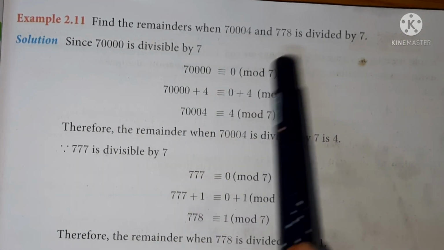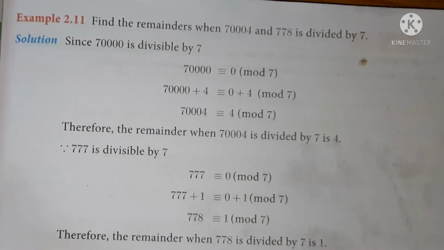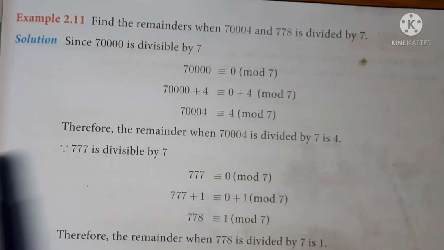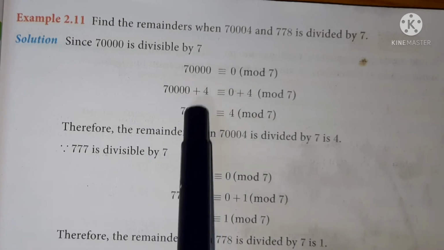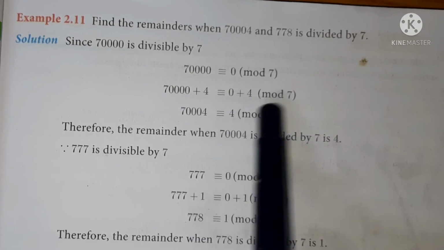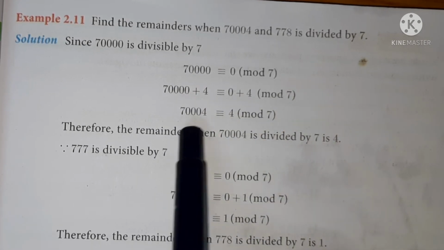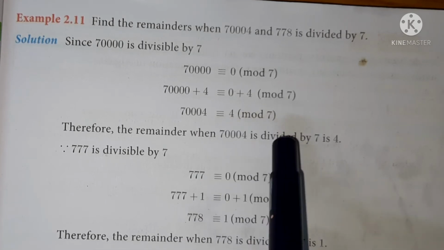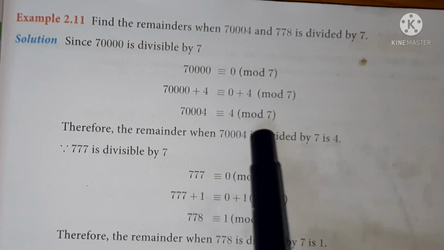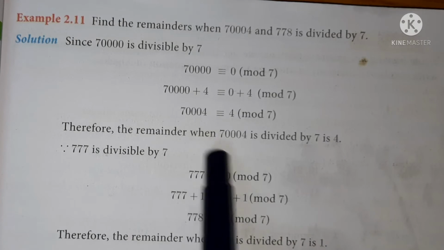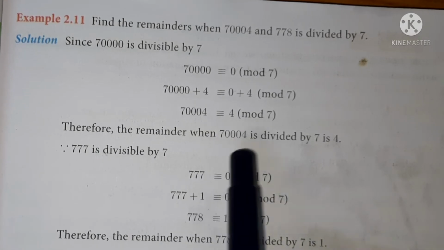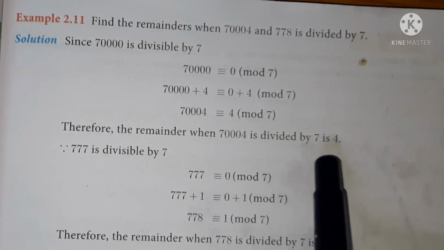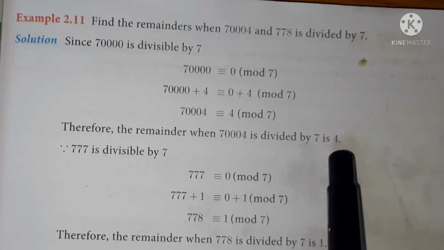Here the given number is more than 70,000, so add 4 on both sides. Now 70,000 plus 4 is equal to 0 plus 4 mod 7. 70,004 is congruent to 4 mod 7. Therefore the remainder when 70,004 is divided by 7 is 4.